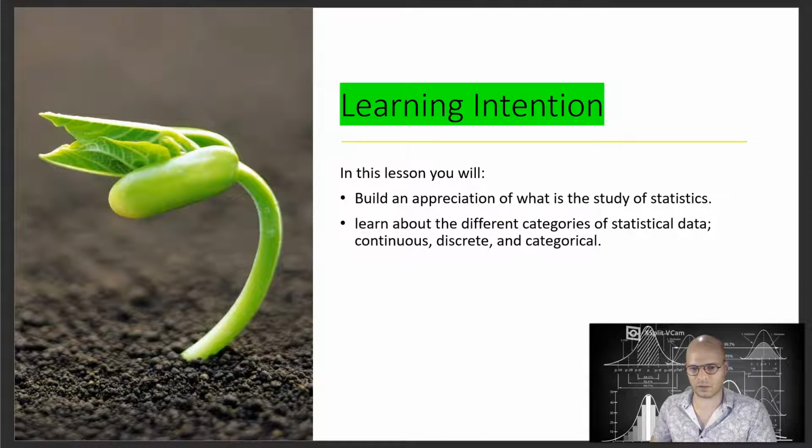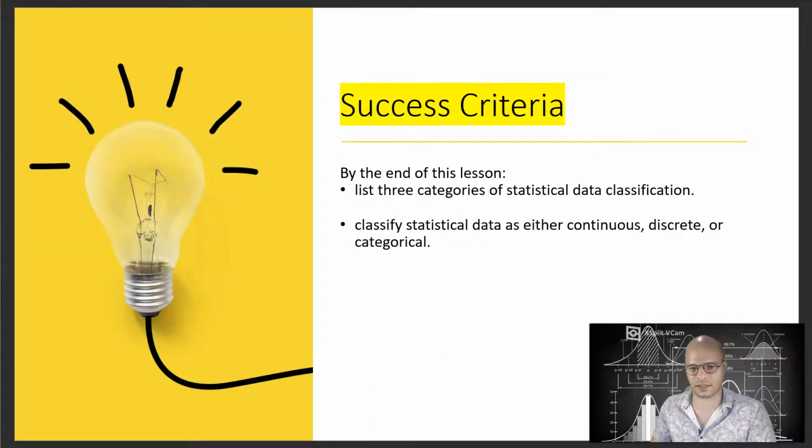In this lesson, we seek to build an appreciation of what is the study of statistics, after which we seek to learn about the different categories of statistical data, those being continuous, discrete, and categorical. By the end of this lesson, you'll be able to list 3 categories of statistical data classification, and secondly, you'll be able to classify statistical data as being either continuous, discrete, or categorical.